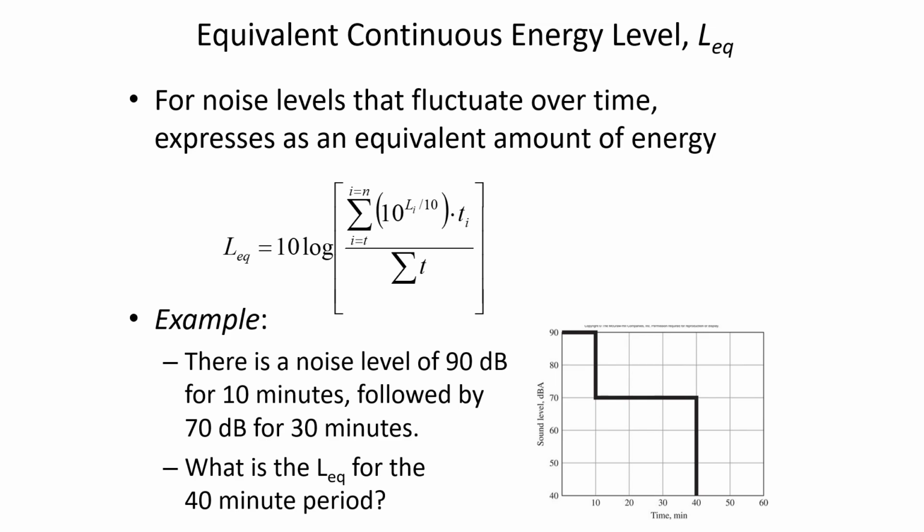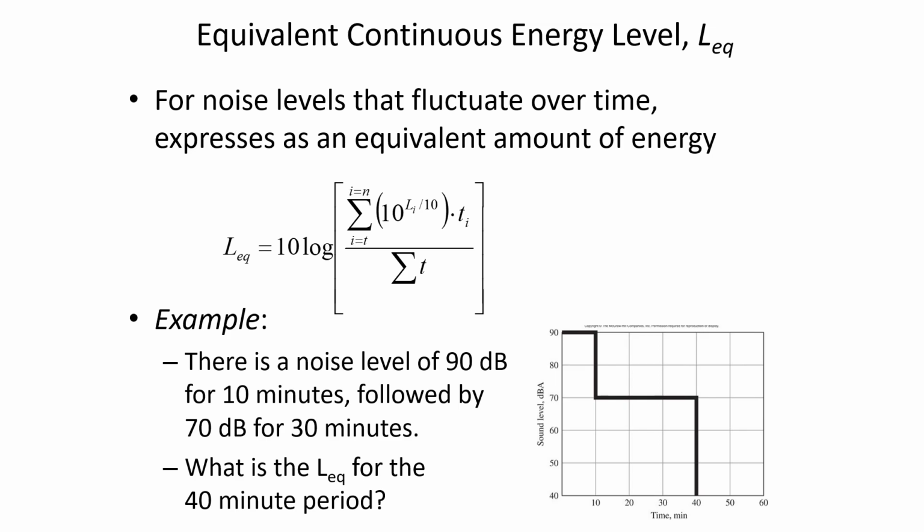Plus 70 decibels for 30 minutes. So 10 to the 70 divided by 10 times 30 minutes. And we've added them together. There's only two of them. And then divide by the total amount of time, so 40 minutes. And then we're going to take the log base 10 of that and then multiply it by 10.